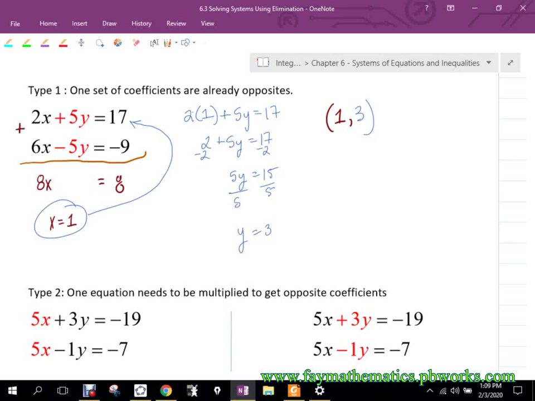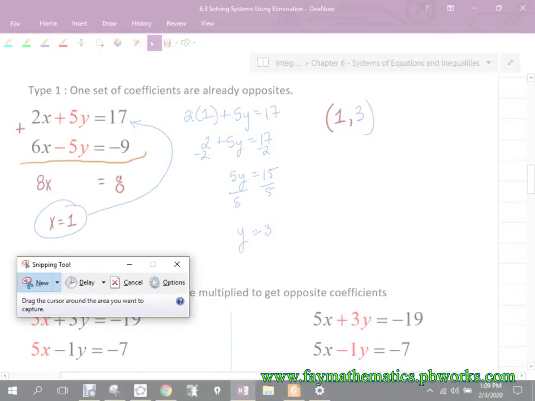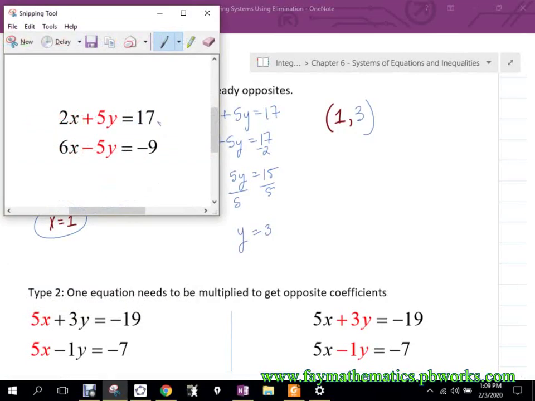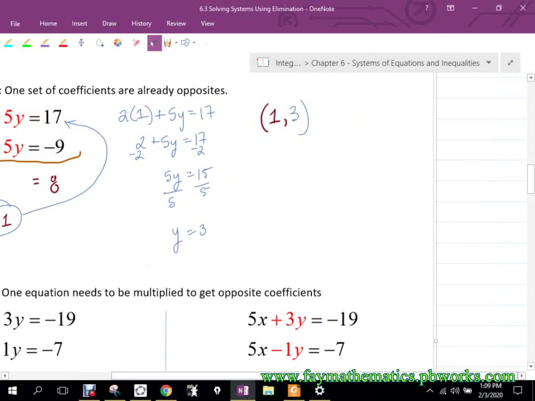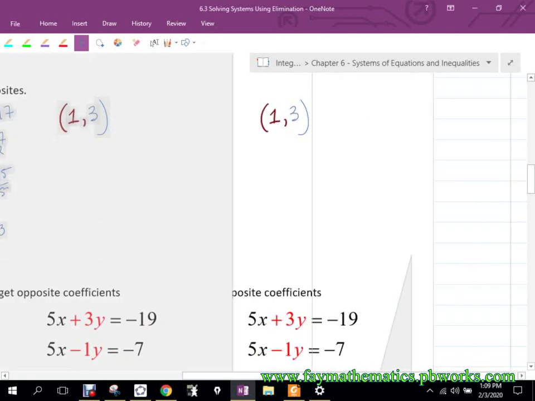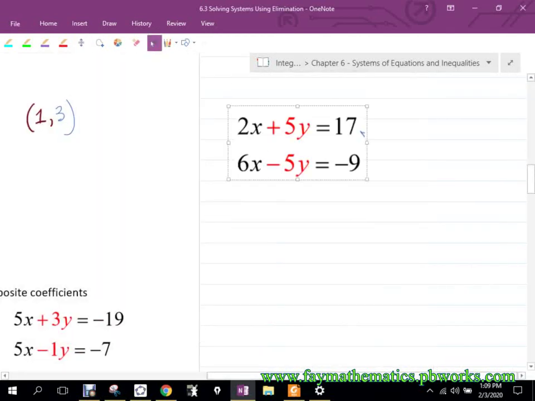So here's my question. Let me just cut and paste that out real quick, and we'll do this problem again to demonstrate that it shouldn't matter which variable we cancel. If I look at that, let's say that I want to cancel the x's. What would this number here have to become so that it is opposite to 6? It has to become -6, right? What do you multiply 2 by to make it -6?